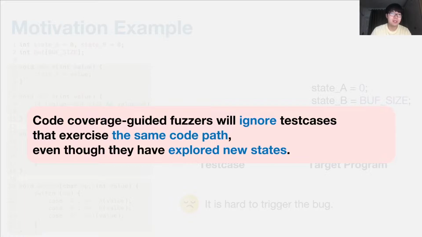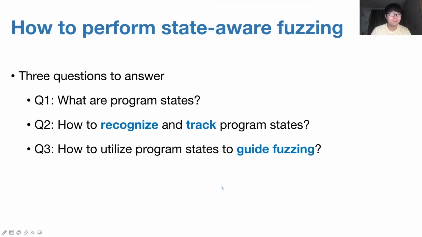The main reason is that code coverage-guided fuzzers will ignore test cases that exercise the same code path, even though they have explored new states. We need a state-aware fuzzer. So how to perform state-aware fuzzing? We summarize 3 questions to answer. First, what are program states? Second, how to recognize the program states and track them during fuzzing. Third, how to use program states to guide fuzzing.